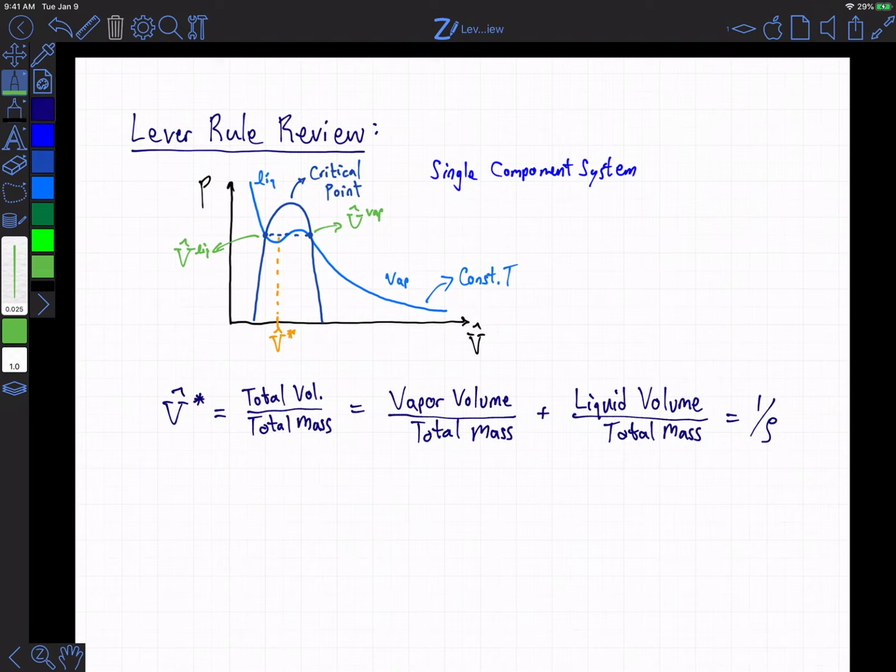And so, one way of looking at this, right, is to say that our specific volume of the liquid is going to be defined as the volume of the liquid divided by the total liquid volume, or maybe we'll just say liquid volume here to make that a little bit clearer.